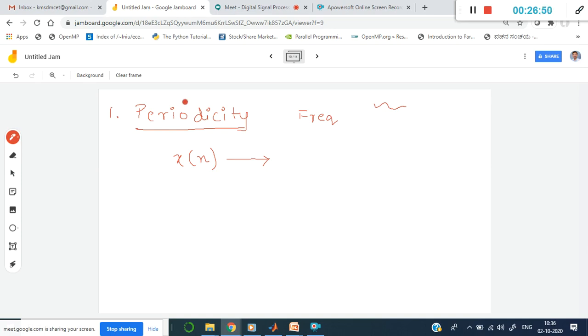x of n, then its DFT will be x of k. This is a well known fact.